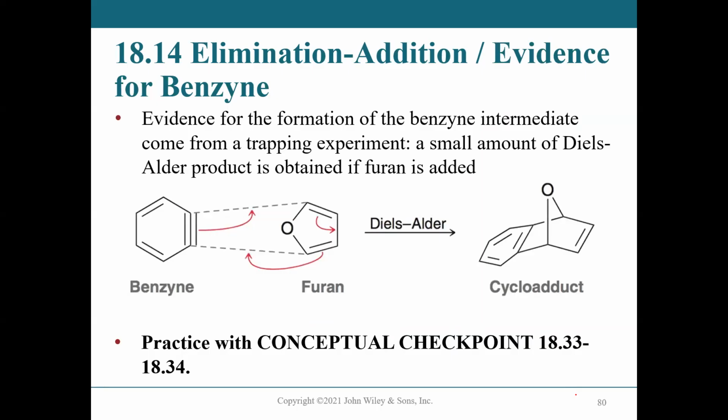So, elimination addition: evidence for benzyne. Evidence for the formation of a benzyne intermediate comes from a trapping experiment. A small amount of Diels-Alder product is obtained if furan is added. So they added some benzyne with furan and they found the cycloadduct. So this gives evidence that this benzyne does exist, even for a brief moment.